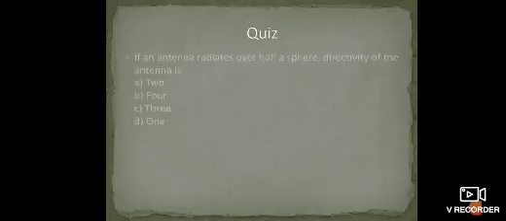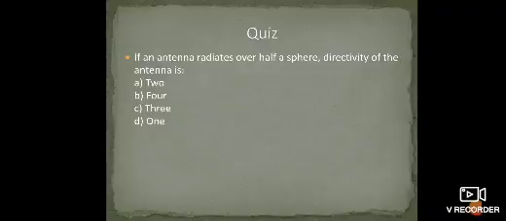The next question is, if an antenna radiates over half a sphere, that is, not the full sphere, only half, what is the directivity of the antenna? How does it work when the antenna radiates over a half sphere? Whether the directivity is 2, 4, 3 or 1. So please note this question.